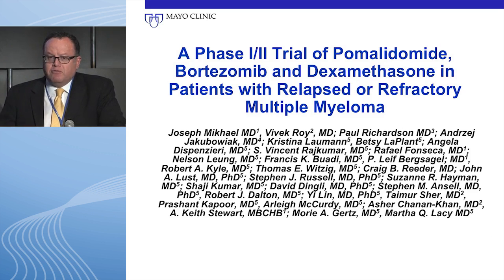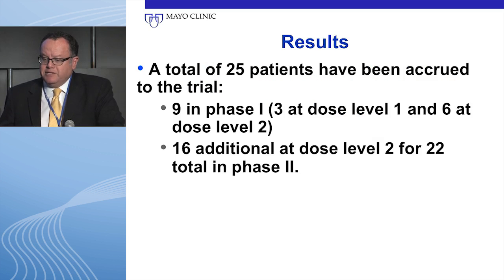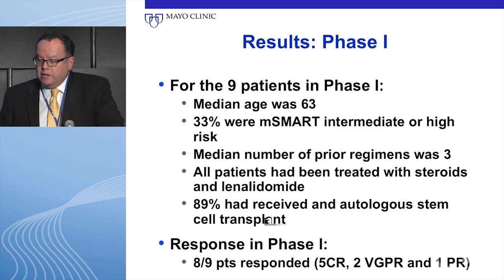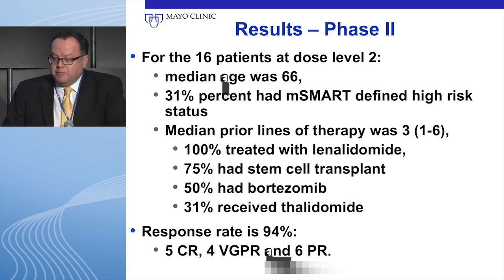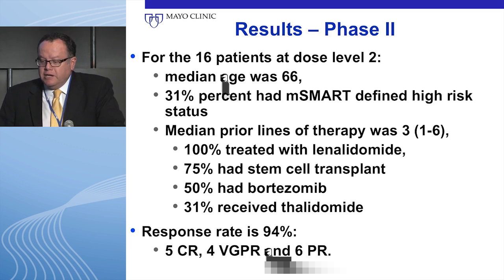As a refresher, I'm going to show the slides here for the study of Dr. Mikkel. I already showed the ones for Dr. Richardson as well, of pomalidomide, bortezomib, and dexamethasone. I talked about the 25 patients, and I'll just say there's 9 in the phase 1 and 16 additional patients at dose level 2. For those at dose level 2, again, a third of patients had this MSMART-defined high-risk status. The median prior lines of therapy was 3. I did mention 100% of them were treated with prior lenalidomide, 75% with stem cell transplant, and again, a response rate of 94%.